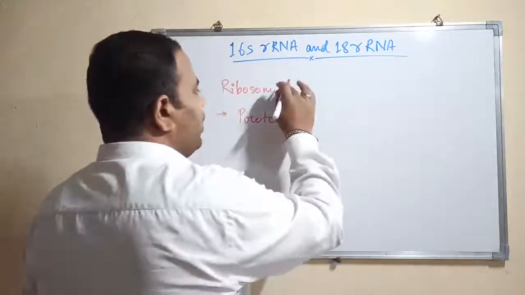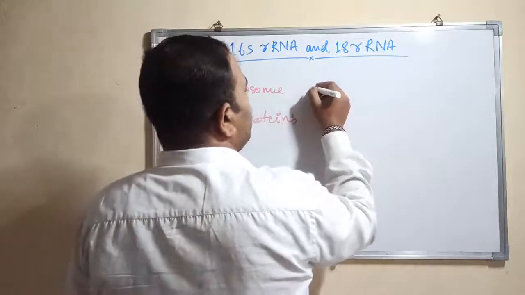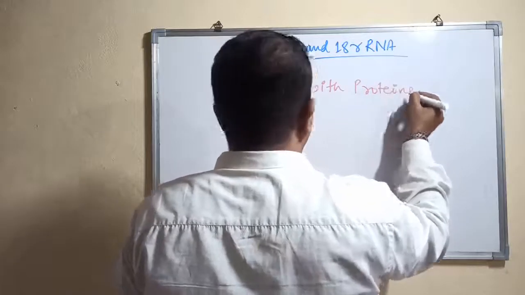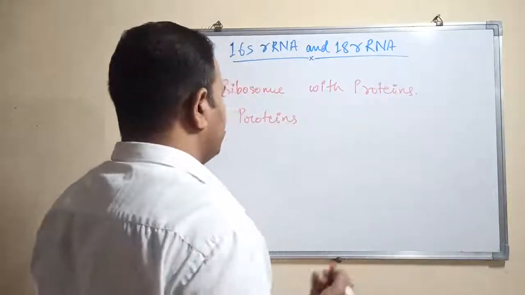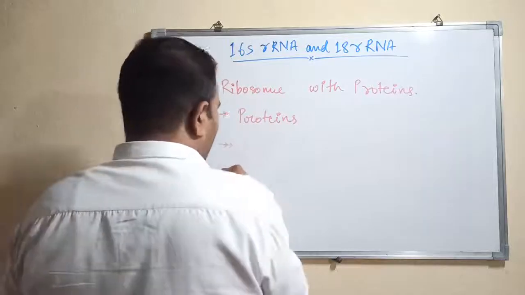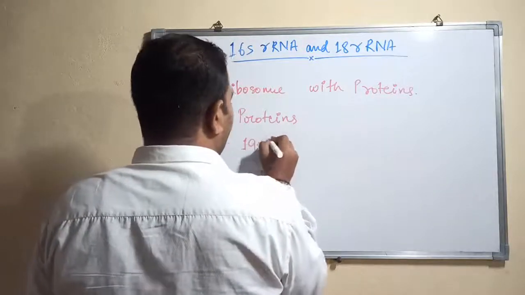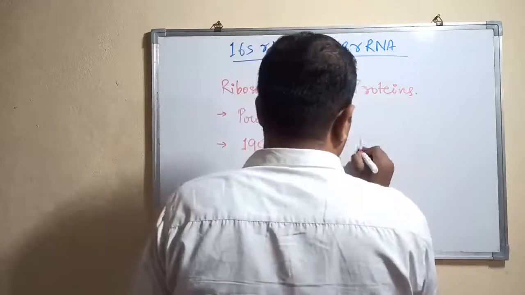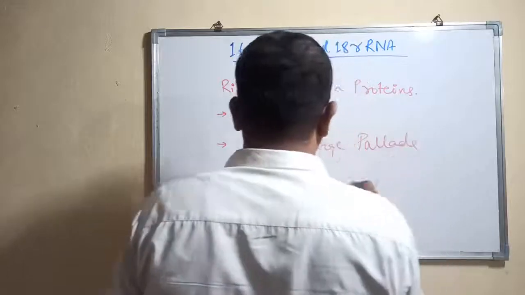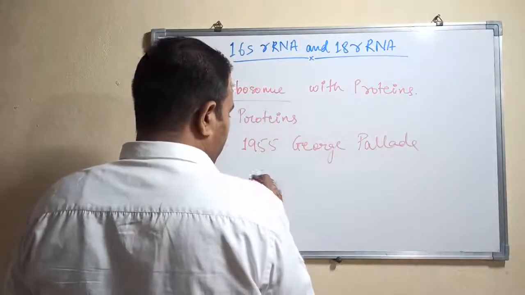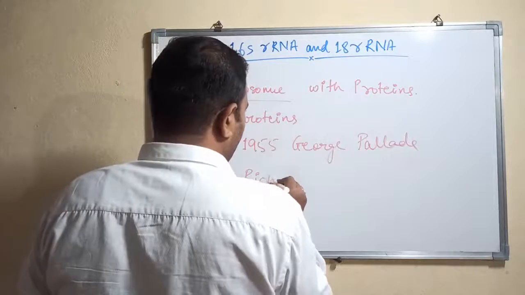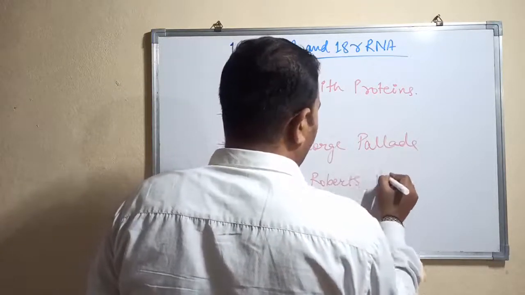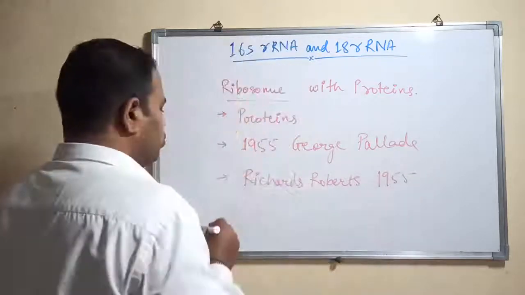Okay, so not only the ribosome, but the ribosome is present with different proteins. Ribosome and other proteins help in synthesizing the functional proteins or different proteins in the body. First of all, the ribosome was discovered in 1955 by the scientist George Palade, and the term ribosome was coined by Roberts in 1955. Okay, so this was about the ribosome.